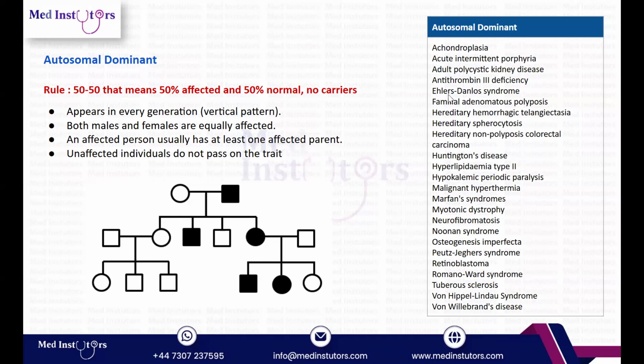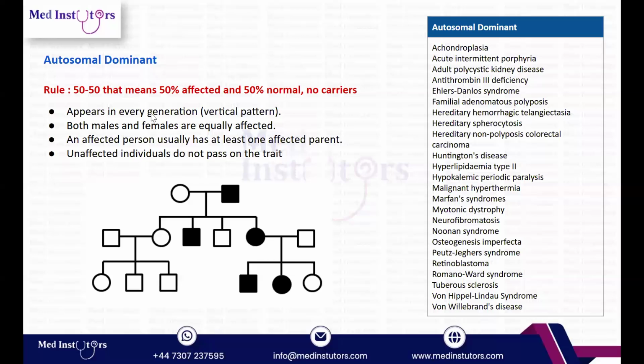Let me choose Ehlers-Danlos syndrome. So in this condition, for example, in your exam, you will get a SPA in which they have mentioned Ehlers-Danlos syndrome. So now apply this 50-50 rule here. That means half of the offspring would be affected and 50% would be normal. That's it. So this one is the easiest.